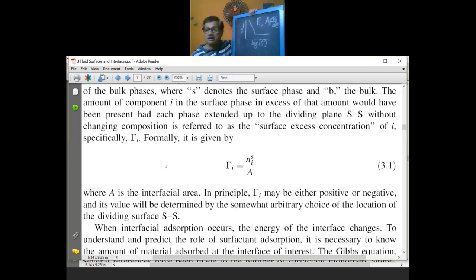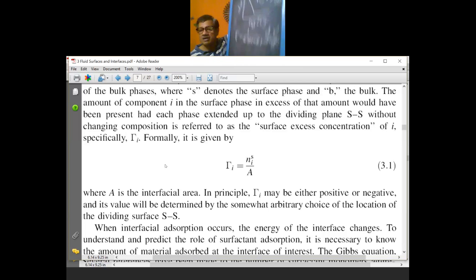Just to begin, let me state what the equation looks like. Gamma I, the surface excess, would be 1 by 2.303 nRT d gamma d log C. I said gamma equals 1 by 2.303 nRT d gamma d log C.